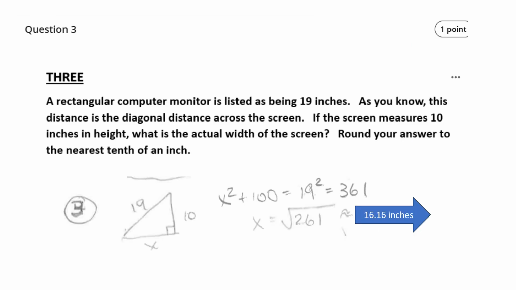Number three, when you draw the picture, this is a Pythagorean theorem problem with 10 being the height. The diagonal is 19. It's a right triangle, so x squared plus 10 squared is equal to 19 squared. When you solve for x, you get the square root of 261, which, to the nearest tenth of an inch, as I ask, is 16.2 inches.